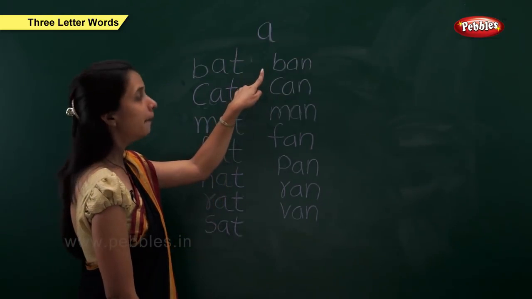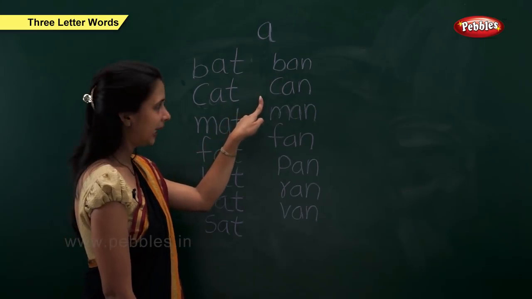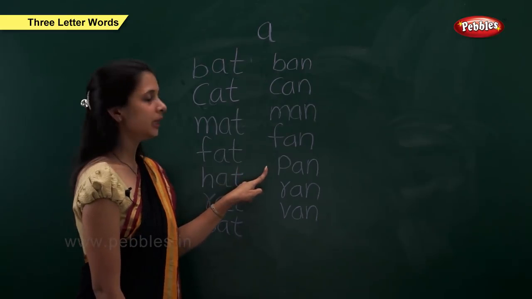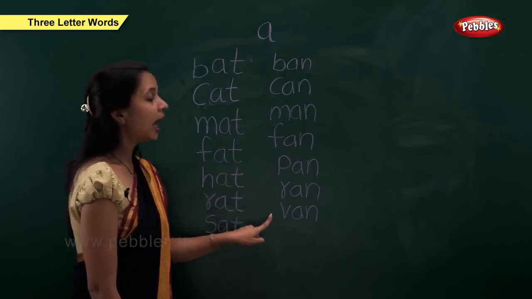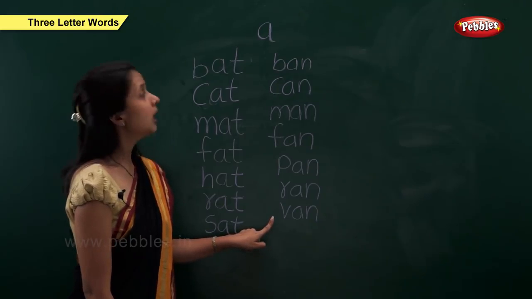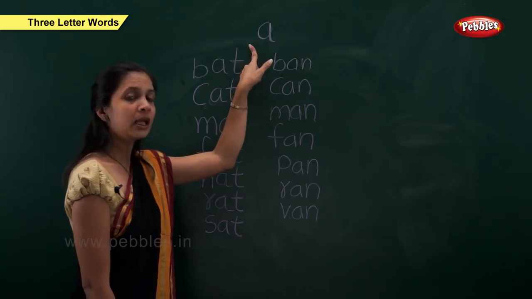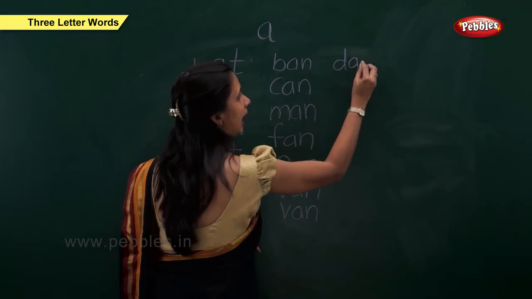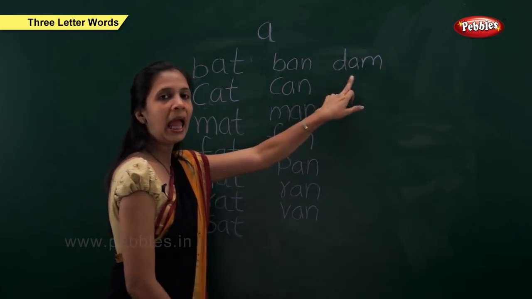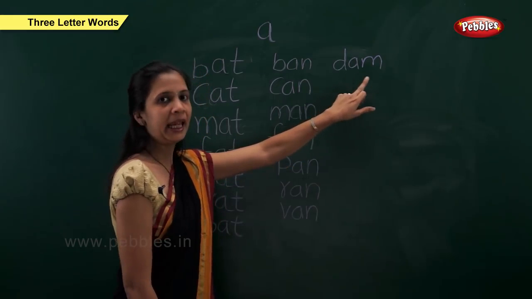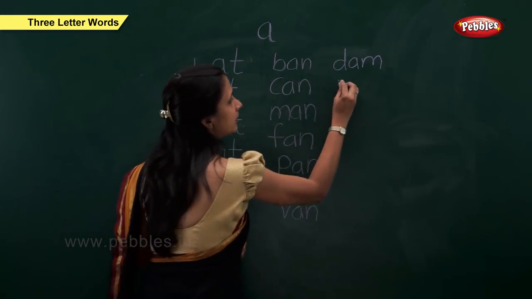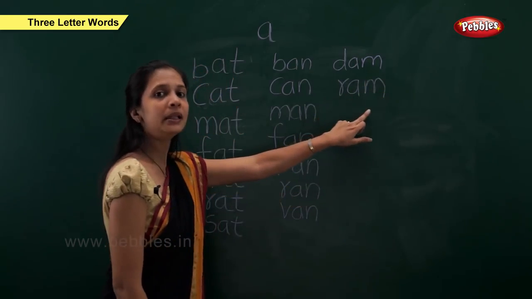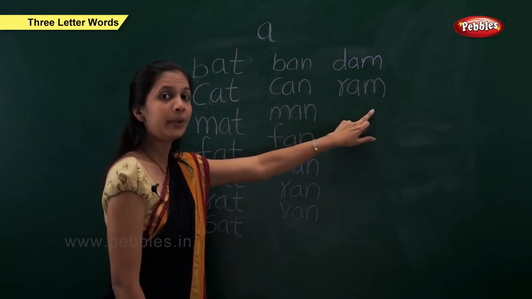Now we repeat. B, A, N, ban. K, A, N, can. M, A, N, man. F, A, N, fan. P, A, N, pan. R, A, N, ran. And V, A, N, van. Okay, now again with the help of this vowel A, we can make other words. The first one is D, A, M, dam. Next is R, A, M, ram.